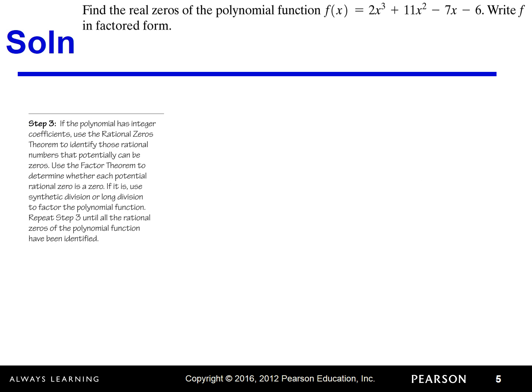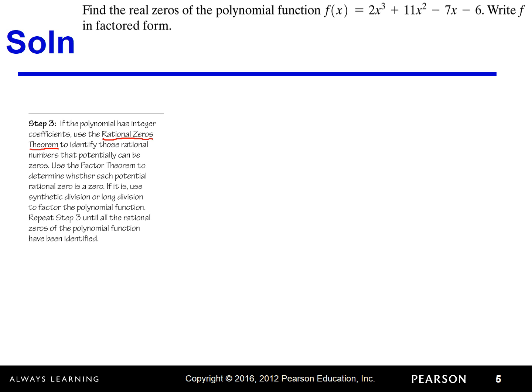Sullivan says, step 3, if the polynomial has integer coefficients, which it does, use the rational zeros theorem, that any rational zero will be of the form factor of the constant over factor of the lead coefficient, to identify those rational numbers that potentially, according to the theorem, not actually, but potentially could be zeros. Use the factor theorem, he says, to determine whether each potential rational zero is a zero.